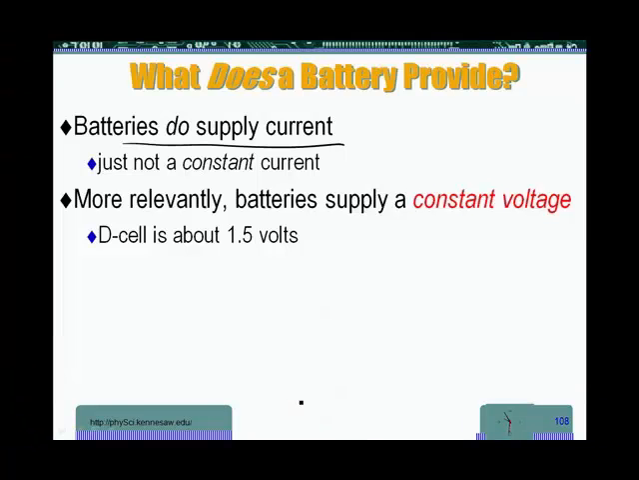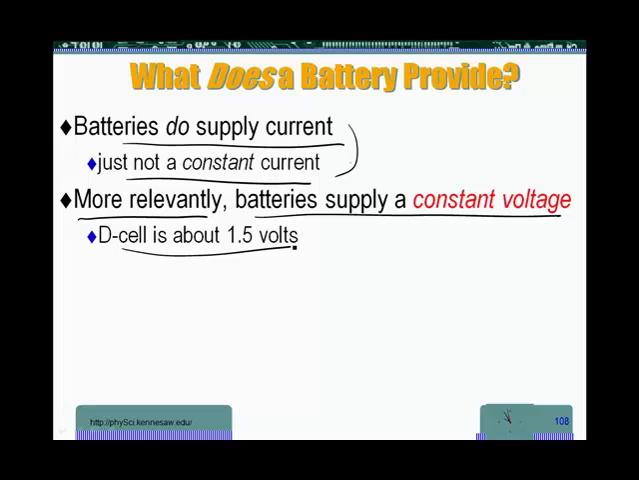So in other words, the batteries result in a current, but it's not a constant current. The current is going to depend on the circuit. They supply a current, but not charge. The charge in the circuit does not change. But what's important is that batteries provide a constant voltage. D-cell batteries, for example, provide 1.5 volts. When you combine batteries, you can get more voltage. You have 9-volt batteries that we purchase quite often.